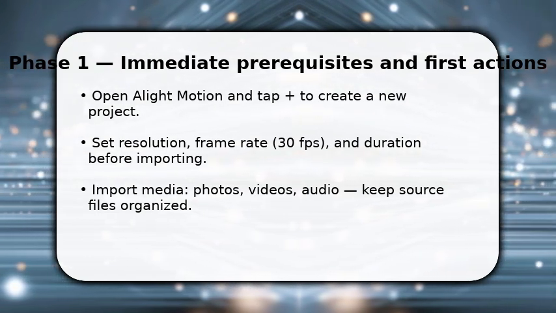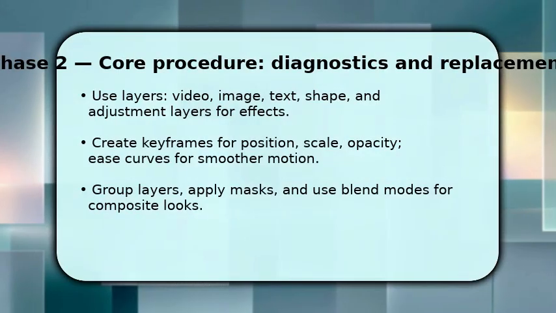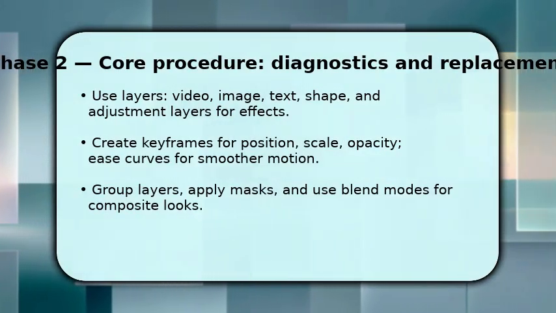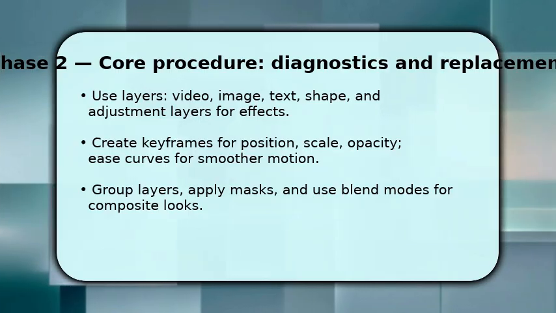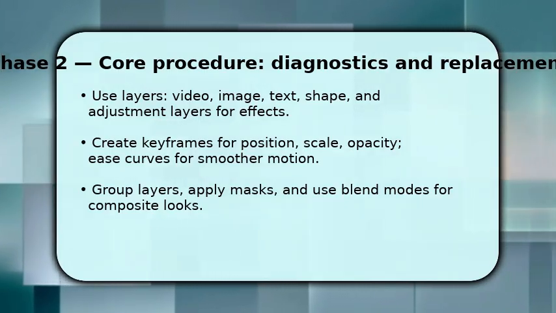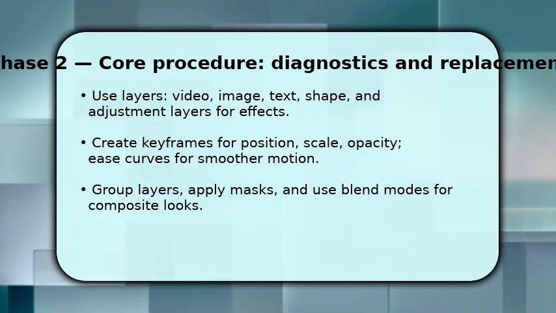You add and arrange layers next, starting with a base video or image and stacking text or shapes above. Use keyframes on position, scale, and opacity to craft motion. Set easing to make movement feel natural.